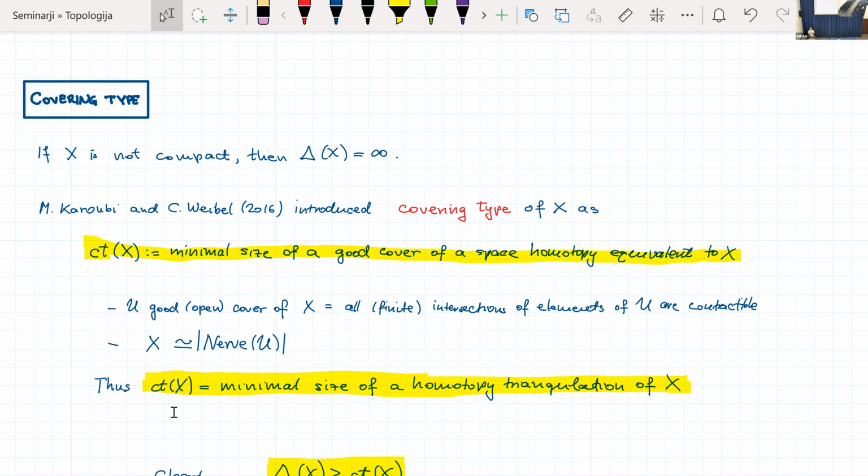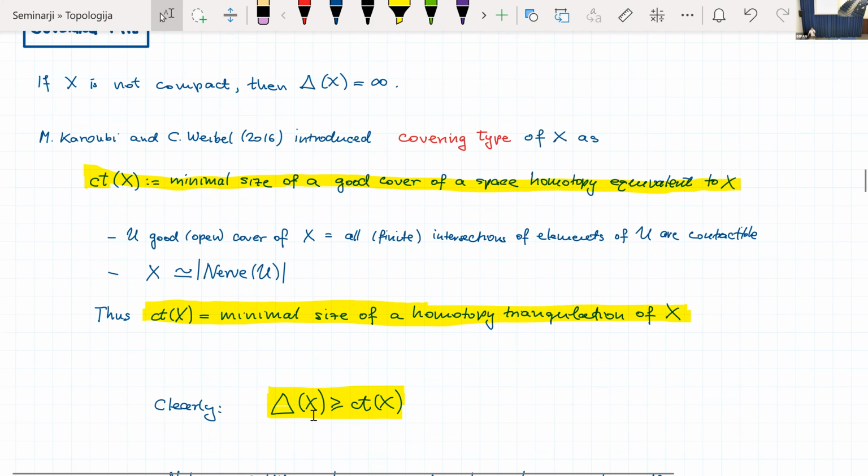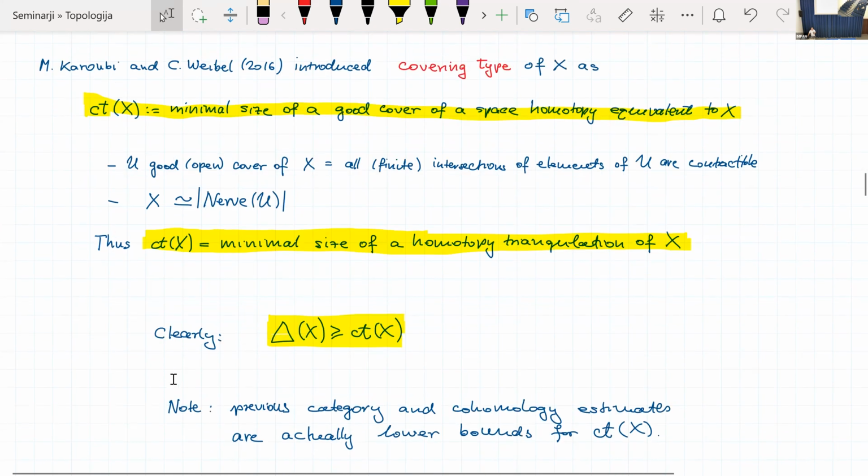So, the minimal number of vertices that you need to build a space that is homotopy equivalent to X. And again, this is closer to our way of thinking because all of our invariants, category and cohomology, are actually homotopy invariants. So we are measuring homotopy invariance. And yes, the number of simplices that you need to triangulate X is clearly bigger or equal to the covering type of X. It's interesting that for a manifold, it can be smaller, but as far as we know, not much smaller. So in a sense, we have a homotopy estimate for something that is probably only a topological invariant. But that's still open.